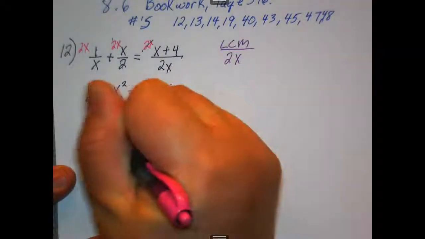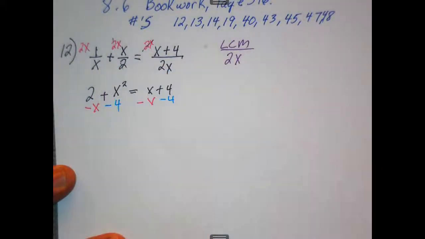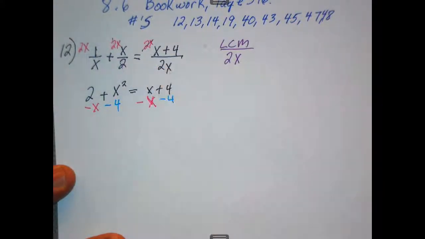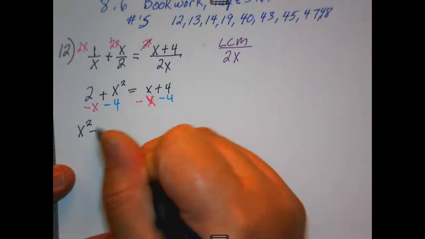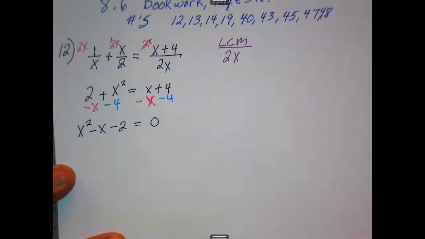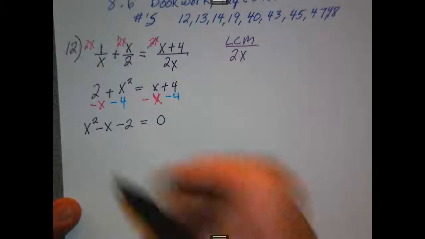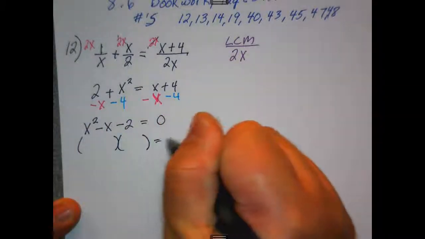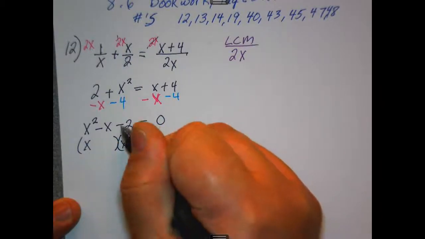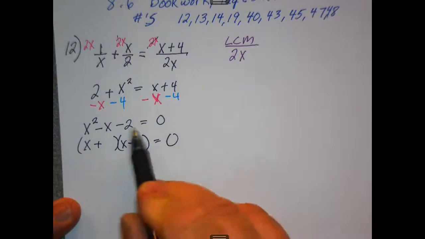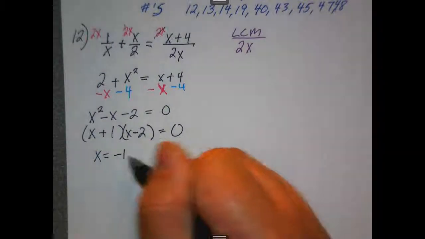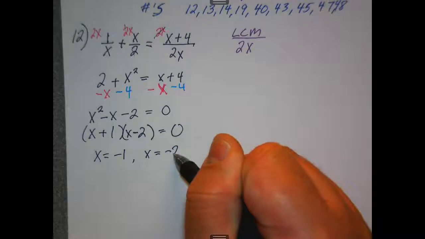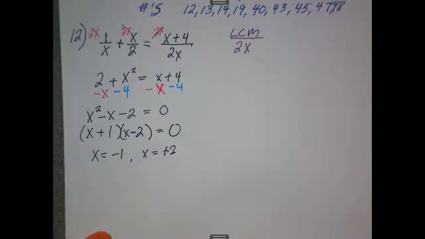I'm going to subtract x, subtract 4, subtract 4. It's pretty lousy looking. And I get positive x squared minus x minus 2 equals 0. Factor. x plus x, that's minus, so I have plus minus. 2 has to be minus. So what does my x equal? Positive. Okay, what do I have to do now?